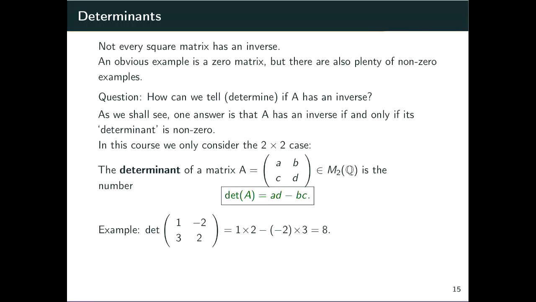So, as an example, what's the determinant of this matrix here? 1 times 2 minus 2 times 3. So that's 2 plus 6, which is 8. So this matrix here is invertible.